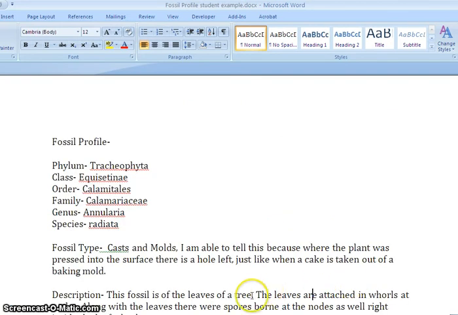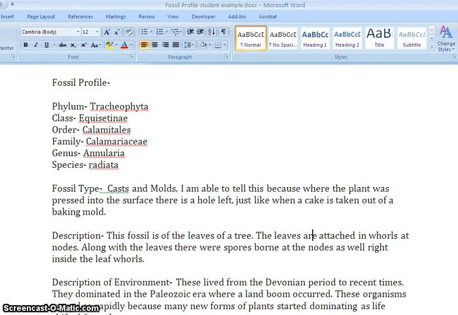Now, to show you, here is a student example. They didn't have pictures yet, or I think they actually attached pictures down below, but they name it, they tell me what type of fossil it is and how they know that. They give a description of the fossil, okay.